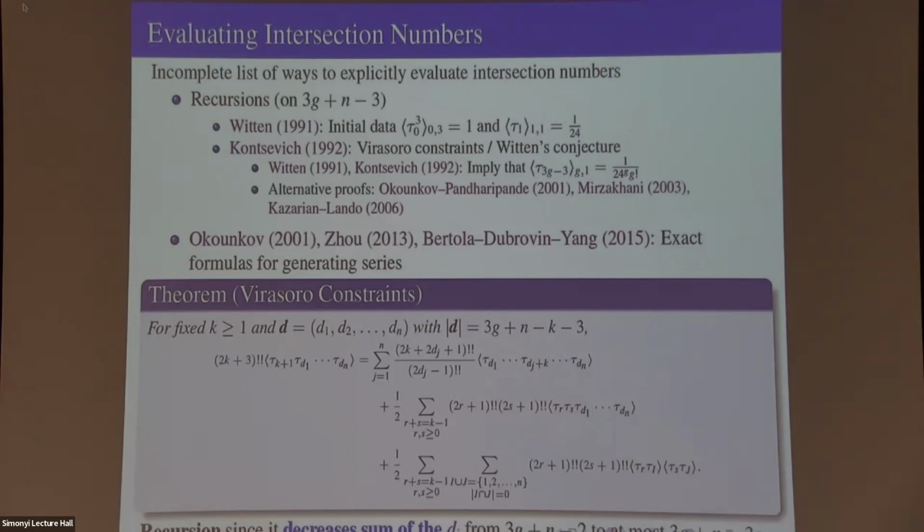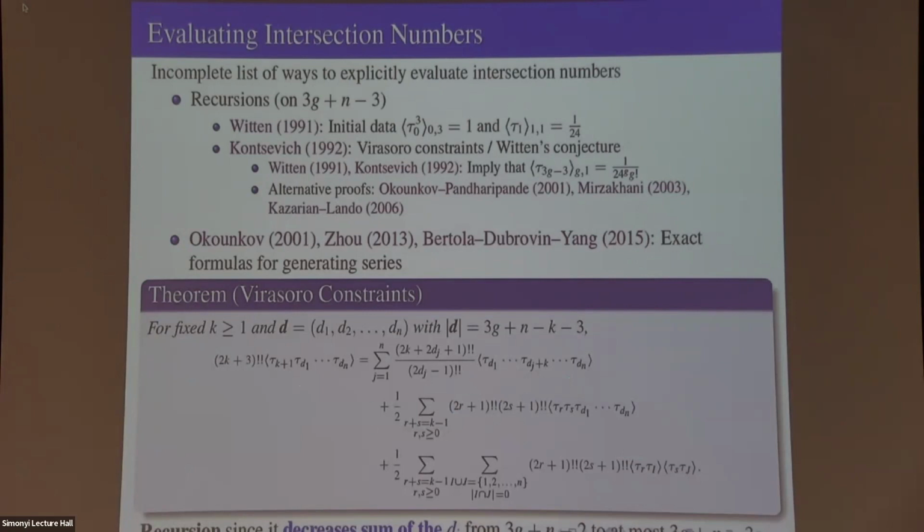And then there have been a bunch of alternative proofs since then. This is not a very complete list. You can also compute various generating series for these intersection numbers. Again, a somewhat incomplete list is shown over here. I'm giving you a formula for what this recursion looks like. As you can see, it's somewhat complicated; I don't necessarily expect you to focus on it.